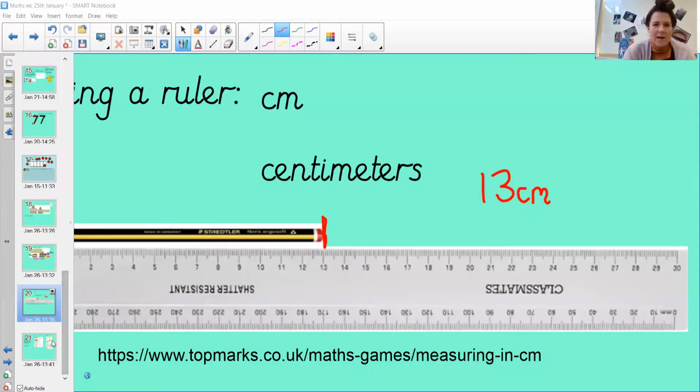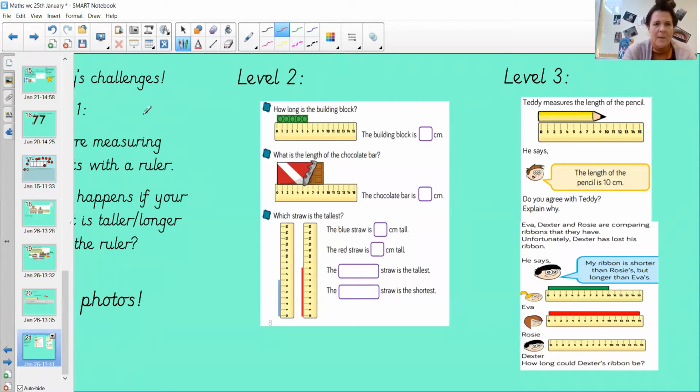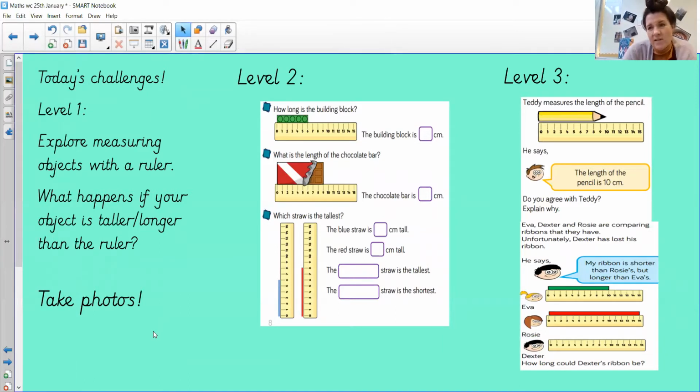Okay, well, hopefully you had lots of fun measuring using the online game. And if you wanted that to be your challenge and that to be your learning today, that's absolutely fine. You can carry on exploring that game because it teaches you how to use the ruler. It shows you where it's all placed, okay? And then you can just choose the right answer.